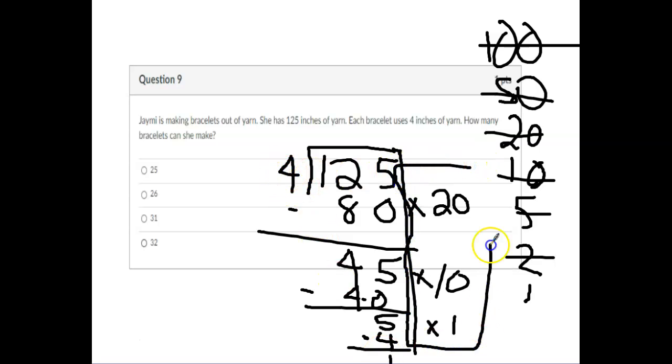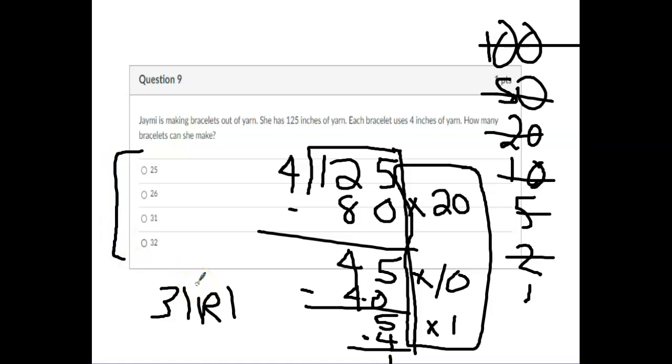So now I'm going to add up my friendly numbers. 20 plus 10 plus 1 is what? Good, 31, with a remainder of what? 1. As I look at my answer choices, there's no remainders, right? So I got to interpret my remainder and figure out what do I have to do with it.